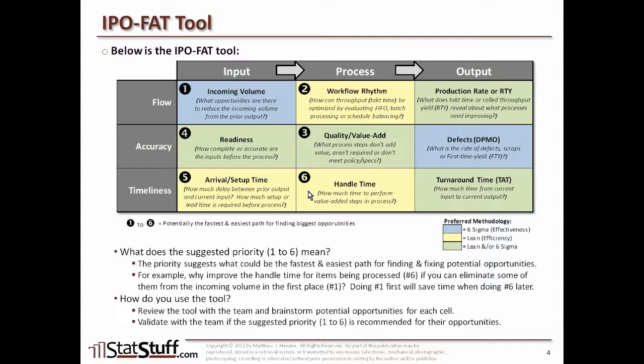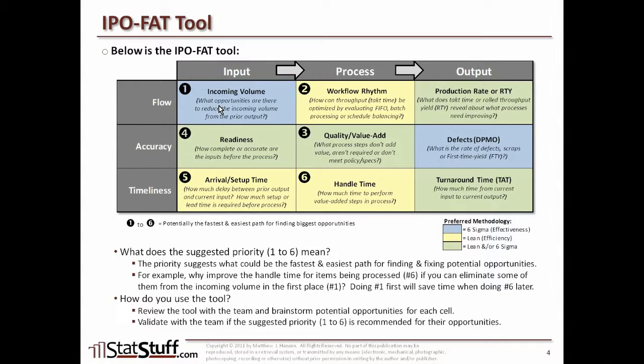The last thing I wanted to point out on here is you'll notice that each of these boxes have different colors. The colors are associated with the type of tools or methods that you might find associated with whatever opportunities you find in a particular box. For example, in the first one here for incoming volume, what are the things that you're getting that you shouldn't be getting? Well, you might find yourself using more of the Six Sigma type of tools or methods in order to help work that.